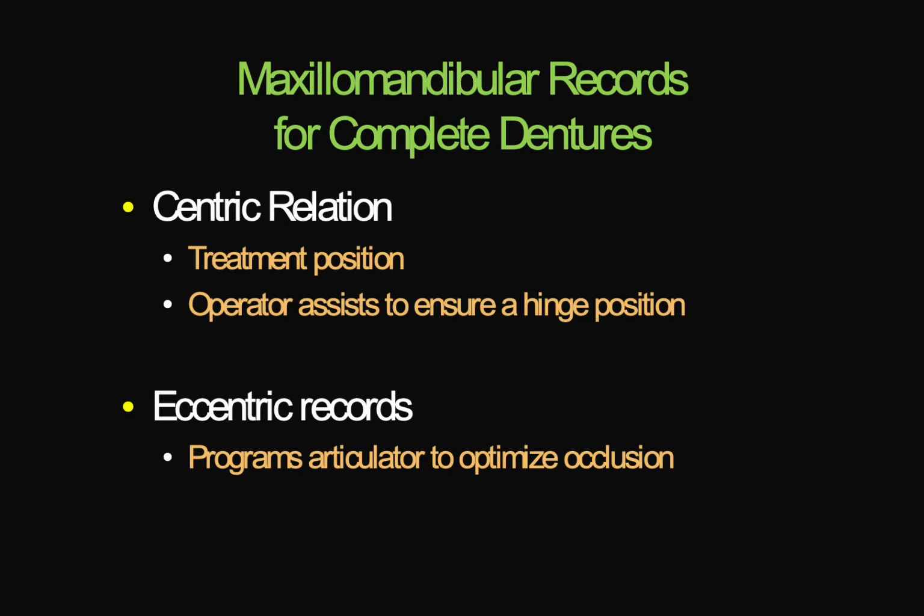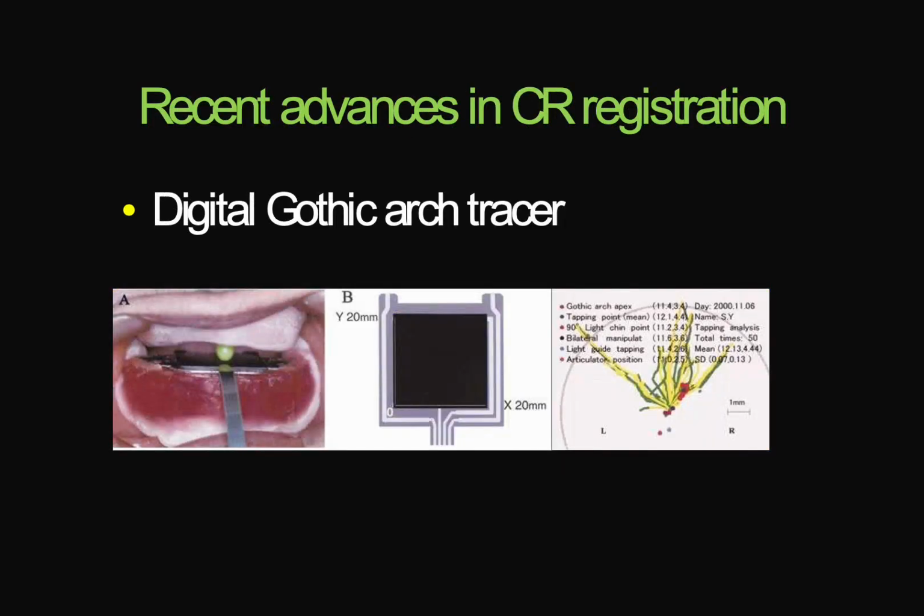Now, maxillomandibular relation for complete denture: the centric relation helps to determine the optimal position of the mandible to the maxilla, and by knowing the eccentric records, it is easy for us to program the articulator to obtain optimal occlusion.